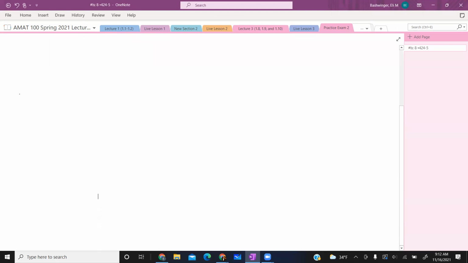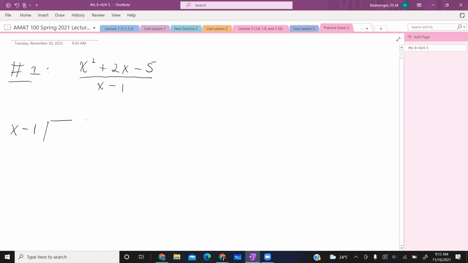To do that, we have to set up the problem in the following way. So we put x minus 1 here, and then we put x squared plus 2x minus 5 here. And then recall how long division works. To figure out how this term divides into this, there's an algorithm, and the algorithm states that you start with the leading term of this and divide into the leading term of that. So x into x squared gives me x.